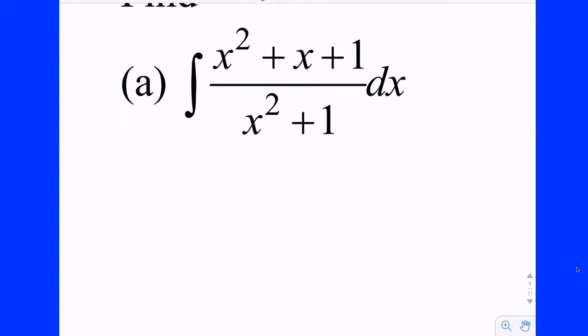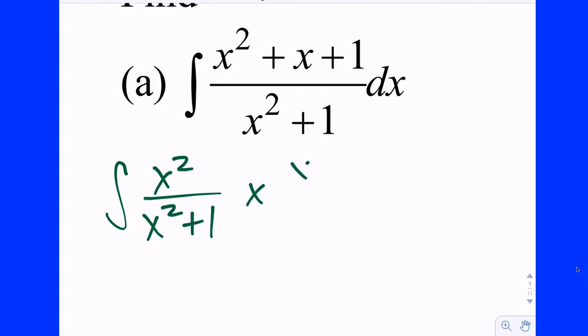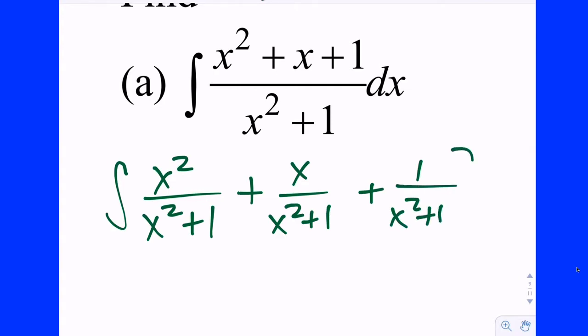What can we do? We could split it up. You could take any term in the top and put it over the entire denominator, or any combination of terms, not times, plus, any combination of terms over the entire denominator. So this is not a bad thing to do, and it might be helpful. Would it be helpful?